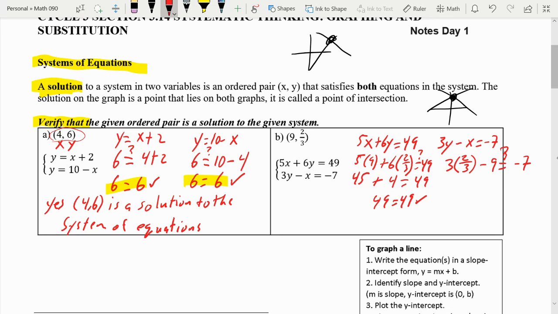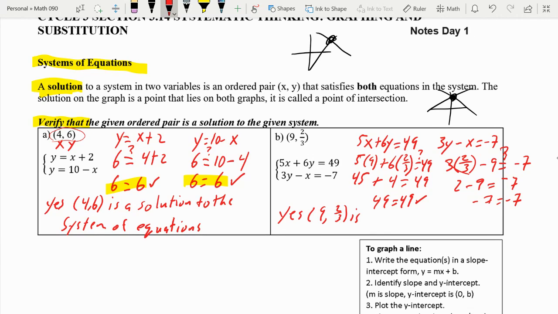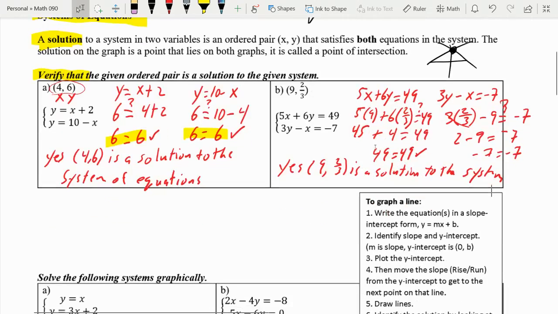So right here, what happens? I end up with 2 minus 9 is equal to -7. Yes, -7 equals -7. So then what can I say? Yes, (9, 2/3) is a solution to the system. All right, easy enough.